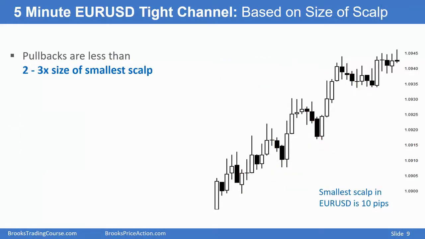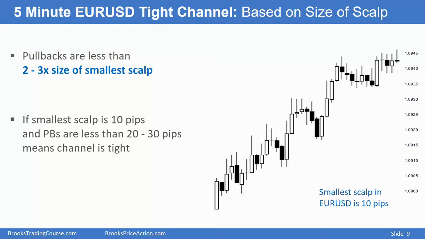Another way to do it is base your determination on the size of the smallest scalp. In the euro versus the dollar, as in all forex markets, the smallest scalp should be 10 pips. If all of the pullbacks are less than 2 to 3 times the size of the smallest scalp, you should only trade in the direction of the trend. You should conclude that the channel is a tight bull channel and therefore do not sell.